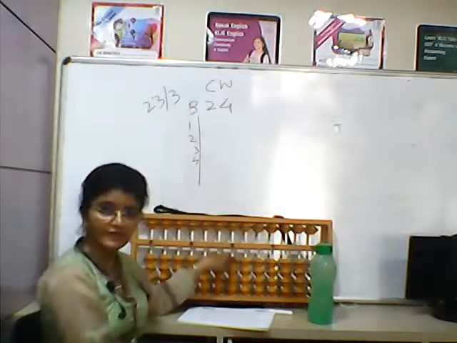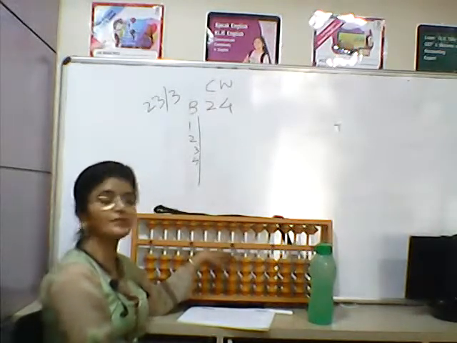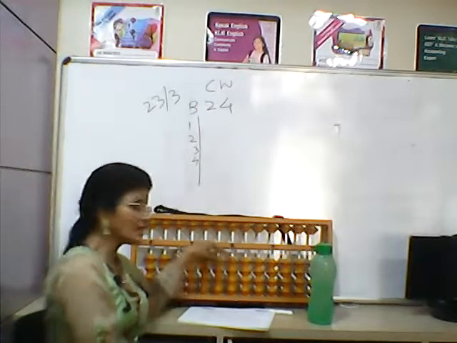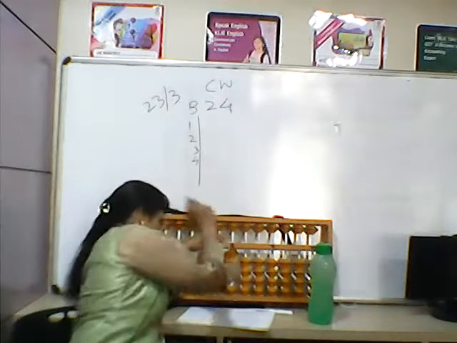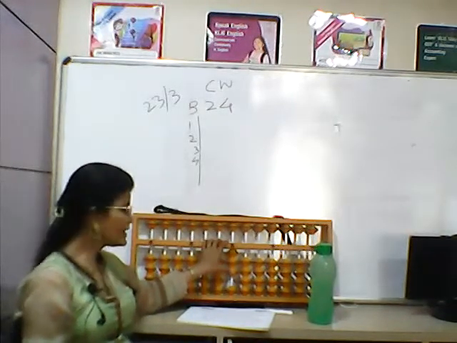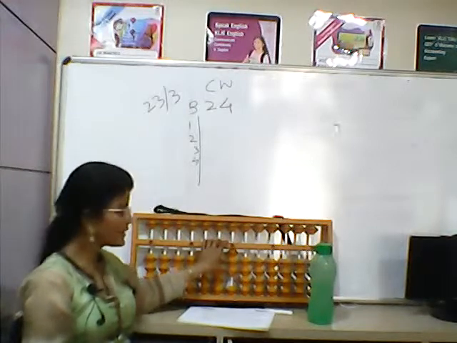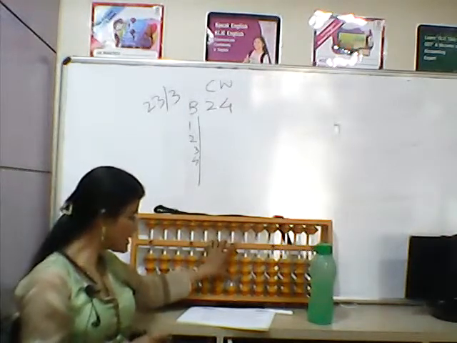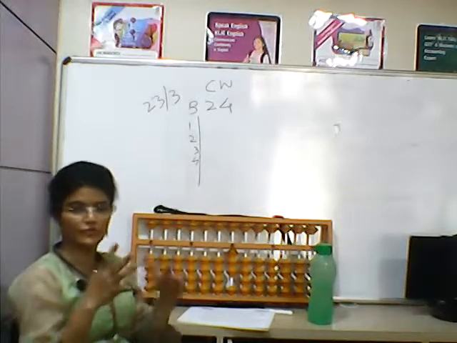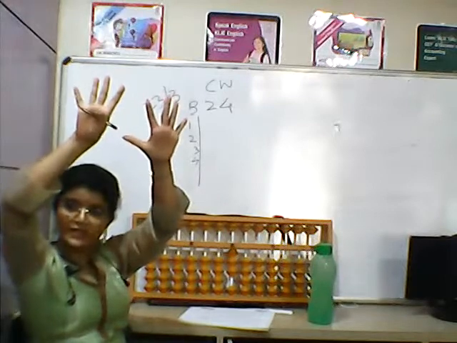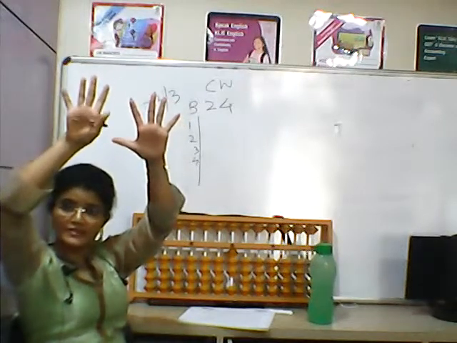Sum number 7. So the number is 3. Right thumb, 3 beads up. Next number is 9. Can you do 9 directly? No. No 9, show 9. 9 ka friend, minus 1.